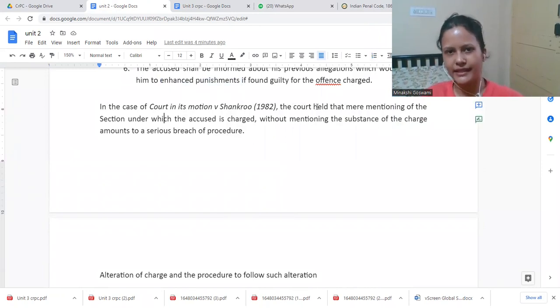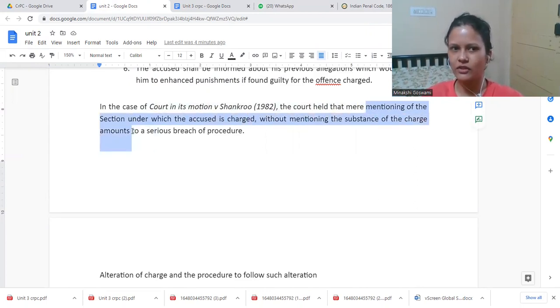Okay, there was another case wherein the court held that mere mentioning of the section under which the accused is charged, without mentioning the substance of the charge, amounts to a serious breach of procedure. So it's not that just sections are mentioned, but sections plus heading, or the name of the offense. If the offense is not named, then the definition. Details have to be there. Okay, that is the main thing.